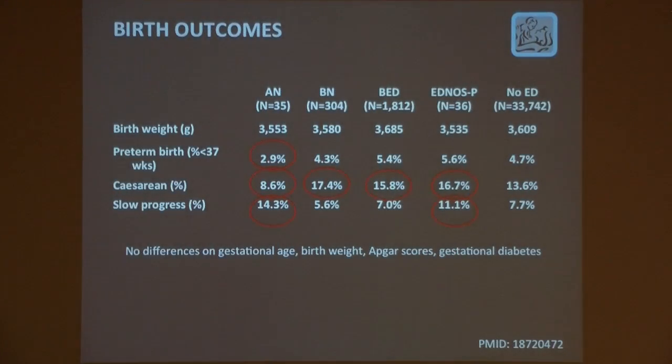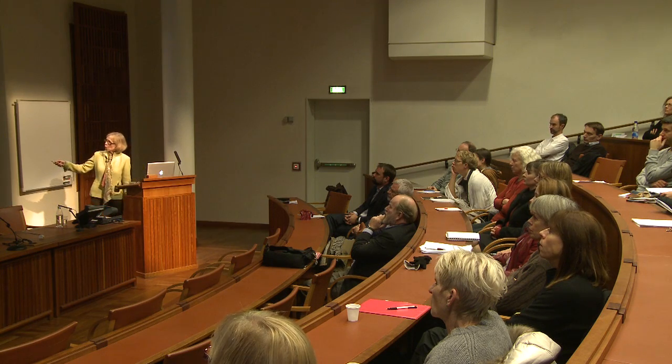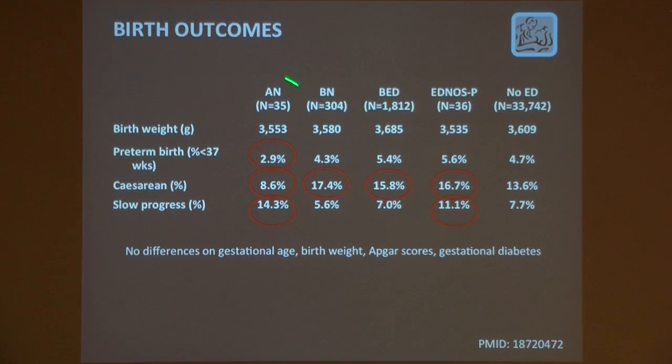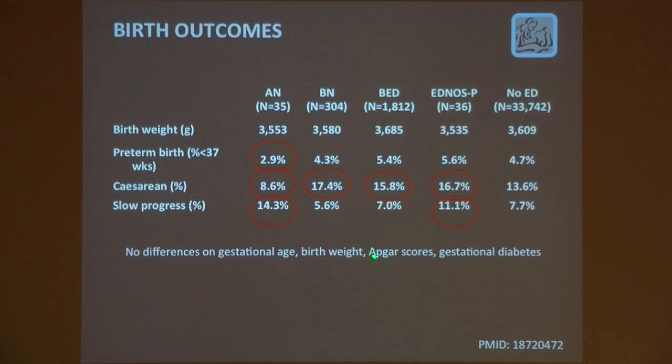Here's our birth outcome slide. We'll start with the fact that there were no differences for anorexia, bulimia, binge eating disorder, and EDNOS-P on gestational age, on birth weight, on APGAR scores, or on mom's gestational diabetes. In terms of preterm birth, in the MOBA cohort, we actually saw less in the anorexia group. And for cesarean sections, we saw less in the anorexia group, but we saw more cesarean sections than the referent in bulimia, binge eating disorder, and the EDNOS-P group.